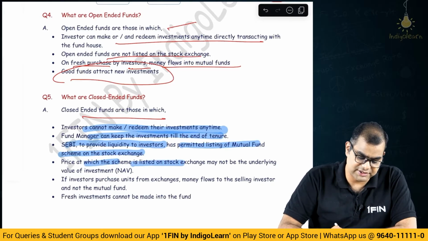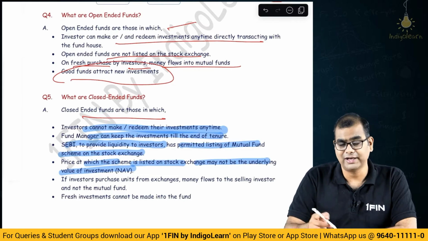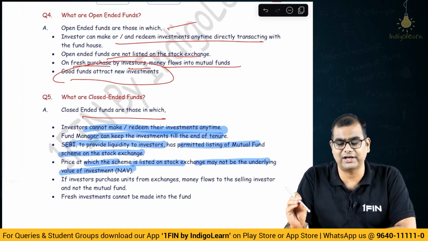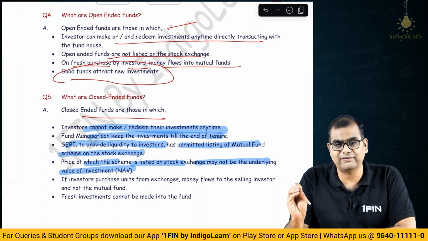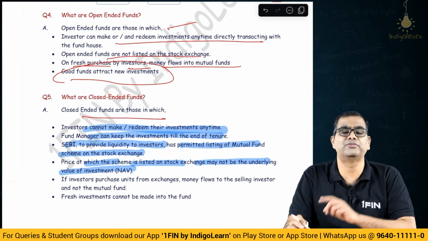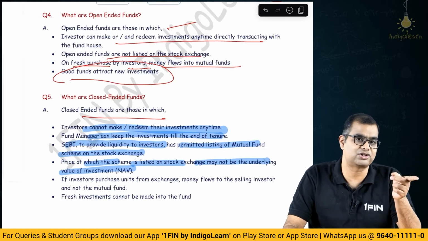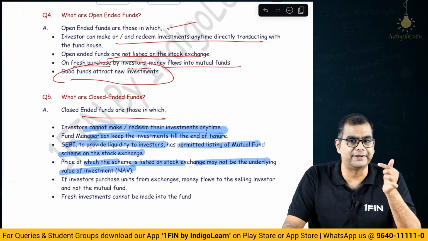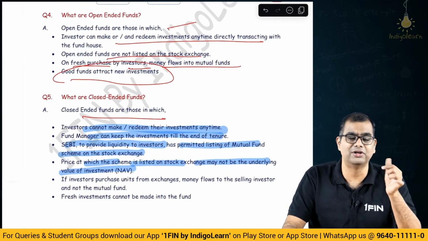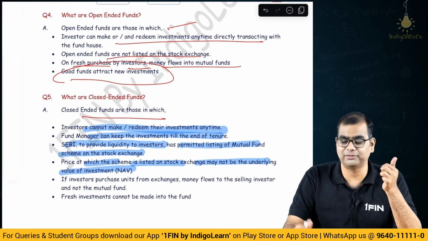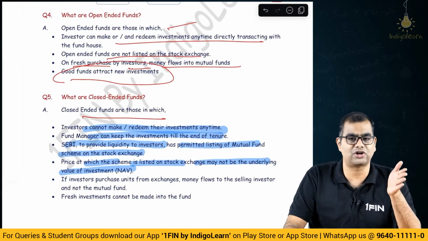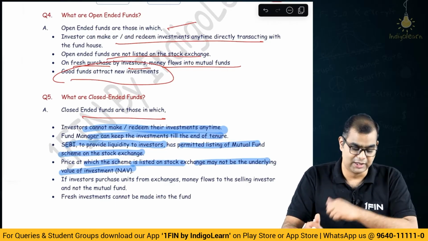The price at which the scheme is listed on the stock exchange may not be the underlying value of the investment, the NAV. Ideally, in an ideal scenario, the NAV, or net asset value, or the correct market value of each unit, should be the price at which it is traded on a stock exchange. However, trading on the exchange happens based on liquidity or on the information available. So in case enough liquidity is not available, the NAV and the price at which it is trading on the stock exchange may not be the same, right?